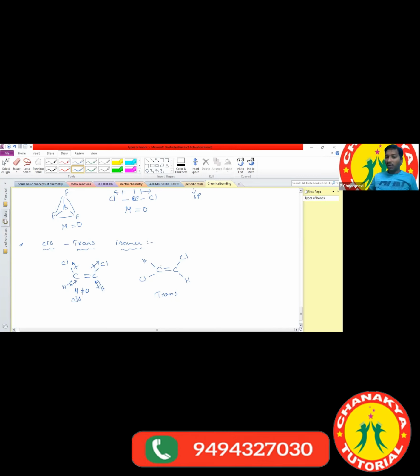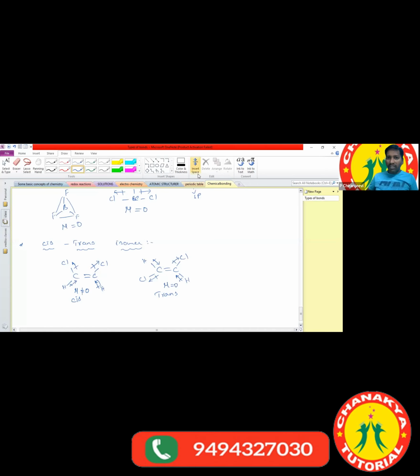Now in the second one you can compare. Carbon and hydrogen: carbon is the more electronegative atom, so we represent it like this. And here also carbon and hydrogen, carbon is more electronegative. If you compare carbon and chlorine, which one is more electronegative? Chlorine is more electronegative, so we write it like this. Now, is the vector quantity present in the same direction or opposite direction? In both cases, opposite. So when the vector quantity is present in opposite directions, mu is equal to 0.